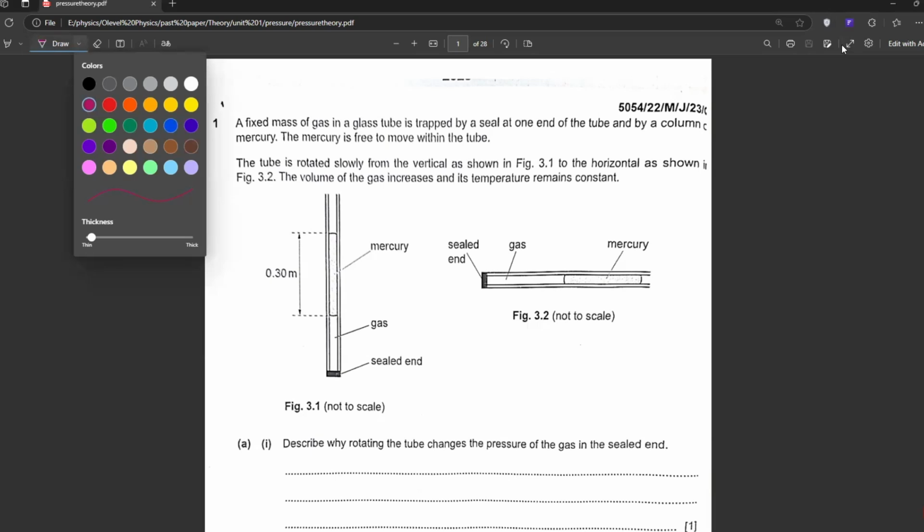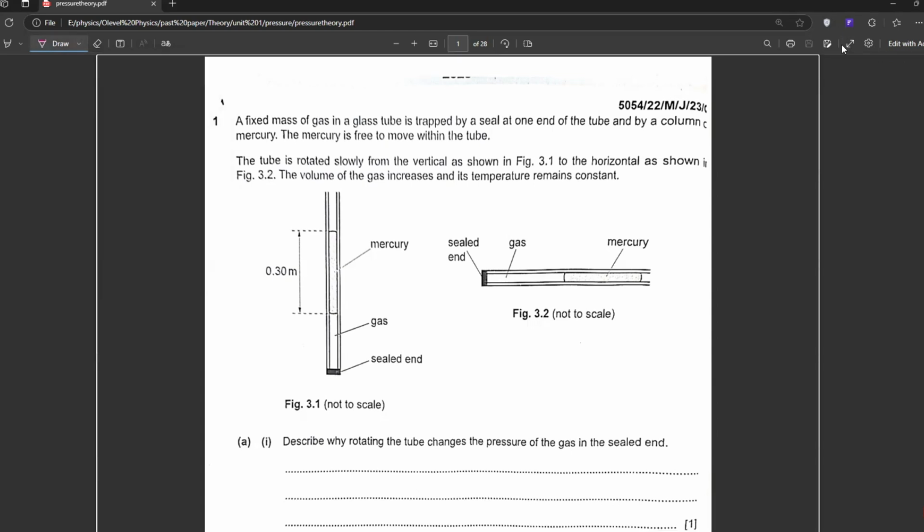Okay, students, so let's start with the past paper questions of pressure. This is applicable for O levels and IGCSE physics both, and these are theory questions. A fixed mass of gas in a glass tube is trapped by a seal at one end of the tube and by a column of mercury.